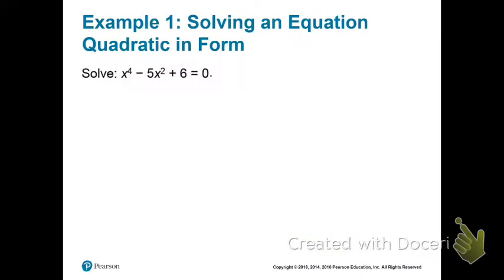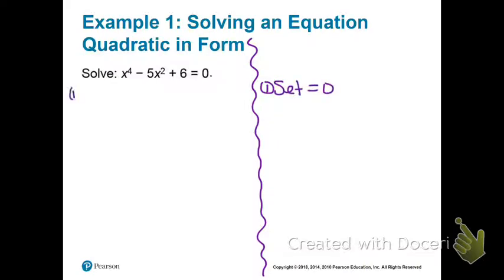All right, so as we're going to work this problem and write some notes down at the same time here, I'm going to kind of split my screen in half. So step 1 is you got to set the equation equal to 0. Well, for us, that's already done.